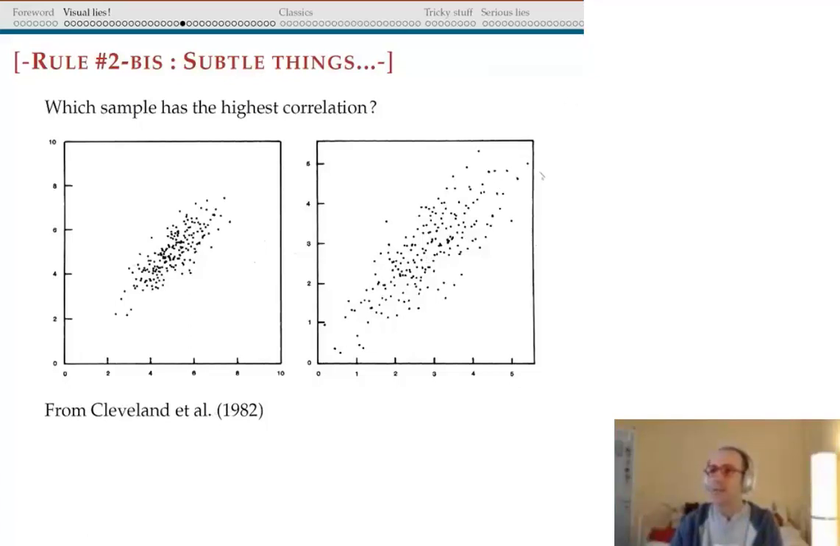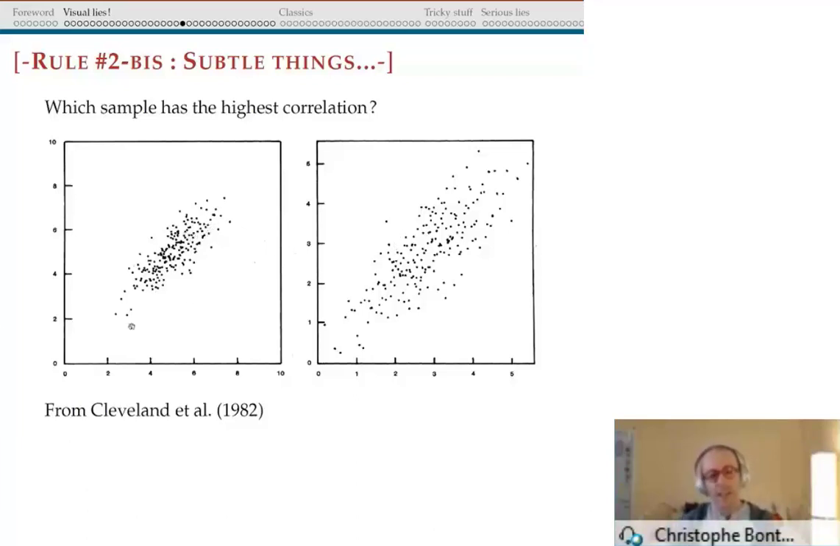Okay, so the answer is the sample on the left. Yes, it seems so because of subtle things that were spotted by Cleveland at that time, because the space around the cloud here makes the points closer together. While here, you see that really the frame of this graphic is adjusted to the minimum and maximum value very, very tightly. And so we have the impression that the correlation is higher here than there. Sorry, guys, but it's exactly the same correlation in the two samples.